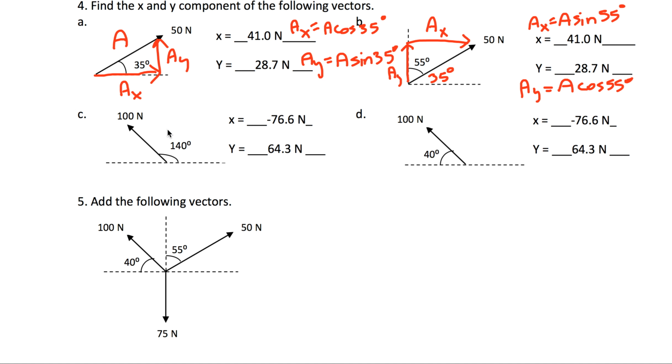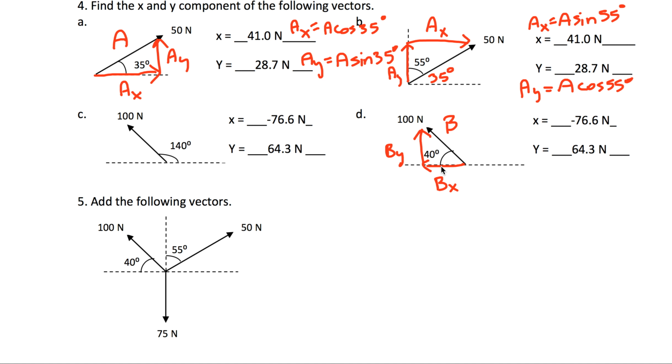So looking at C, we have 140 degrees. Now, me personally, I don't like angles that are bigger than 90. I'm just funny that way. So I would actually look at this one first because I'm used to dealing with angles that are smaller than 90. So I would go to the left here and up. If I call this vector B, then this would be bx and this would be by.